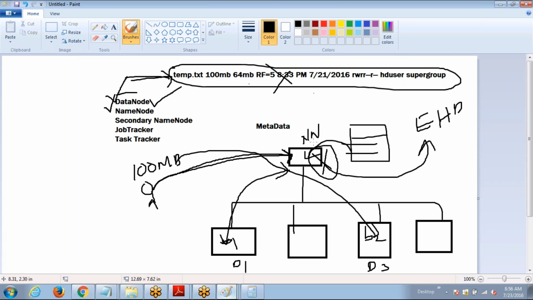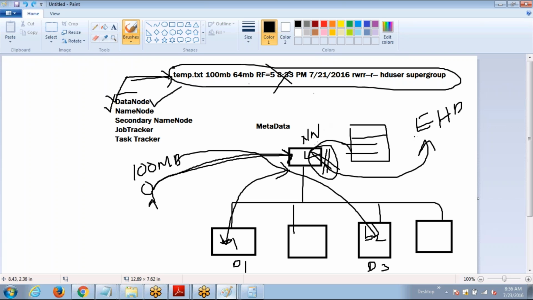Your master node, whenever you go with the name node, this name node should always go with enterprise hardware. Because if the name node goes down, since you are using commodity hardware, your entire Hadoop cluster is useless. You cannot use this entire Hadoop cluster. That is the reason you have to go with enterprise hardware.